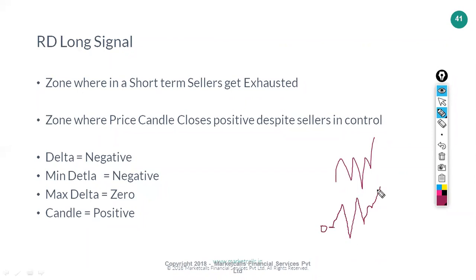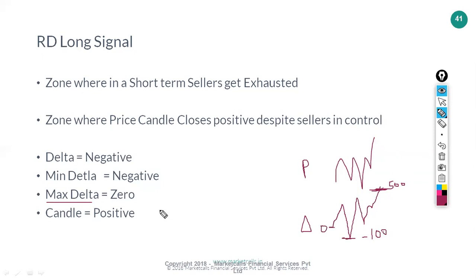If the buyers are in control, probably we can say something like 500, total buyers control the day. So this is price and this is the delta. Price ends up and delta also goes up. The maximum high of the delta which has been reached is the max delta, and the minimum delta which has been reached, maybe only minus 100, will be printed as the minimum delta over here.